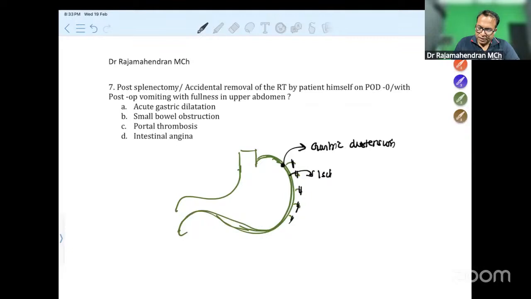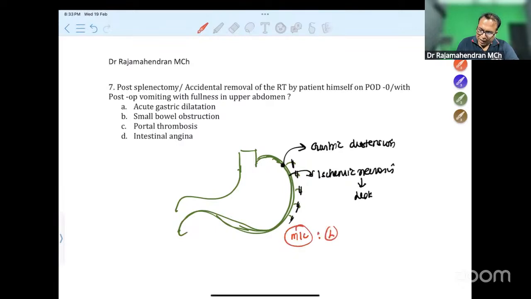Gastric distension, ischemic changes, ischemic necrosis, or it can even go for leak. All these are possible from the greater curvature side. So please remember, these are all acute complications in the immediate post-op period, but the most common immediate complication is left lung atelectasis.